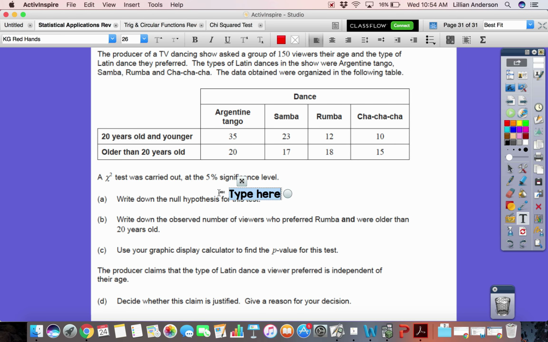All right, so you had to write down your null hypothesis. And as we can see, the Y is going to be the type of Latin dance. So my null hypothesis is going to be the type of Latin dance is independent of, remember that format, your age. Because basically the producer asked a group of 120 people their age and the type of dance they preferred. So the type of Latin dance is independent of age. Now, if you said dance is independent of age, that would also work. But basically, that's dance first and then age second.